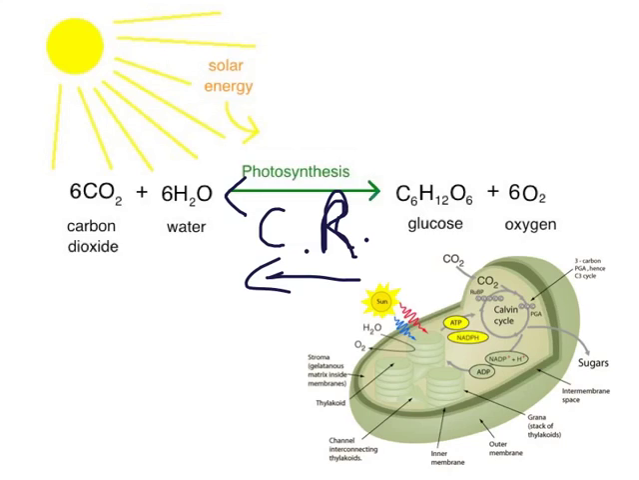Now, photosynthesis involves two distinct sets of reactions. One of those sets of reactions, which is known as the light-dependent reactions, takes place in what is known as the thylakoids, which are these things here, of the chloroplast. Obviously, photosynthesis takes place in the chloroplast. This big green thing here is the chloroplast.